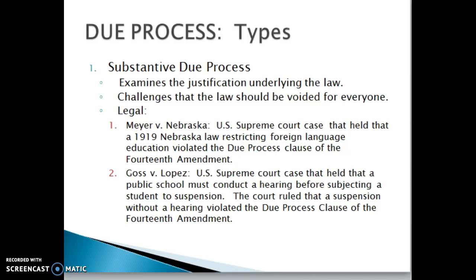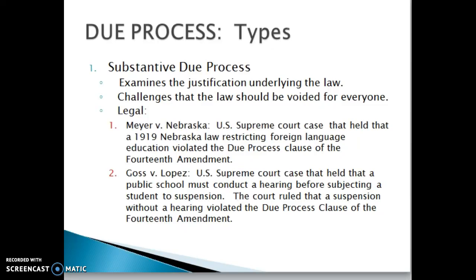The first is Meyer versus Nebraska. This was a case heard by the U.S. Supreme Court, and it was based on a law that was established in 1919 by Nebraska, and the law basically restricted foreign language education. The U.S. Supreme Court did hear this case, and they did find that it was in violation of the Due Process Clause of the 14th Amendment. The second case that involved substantive due process was Goss versus Lopez.